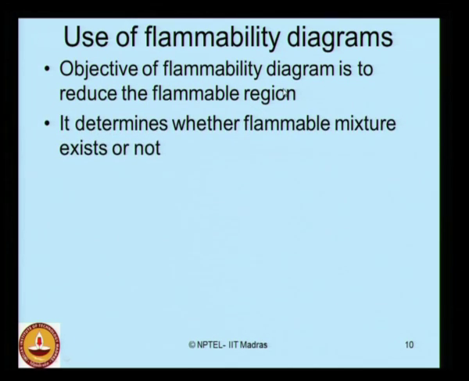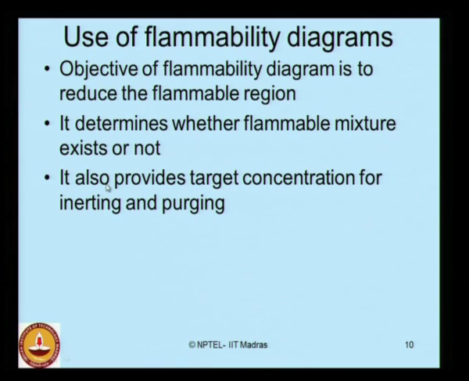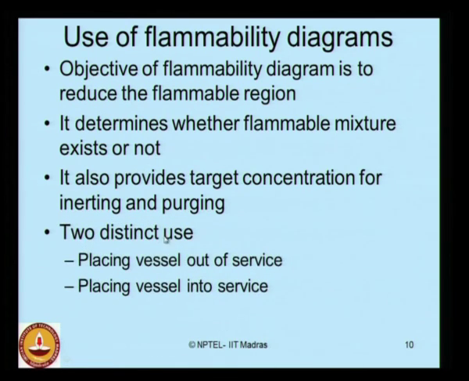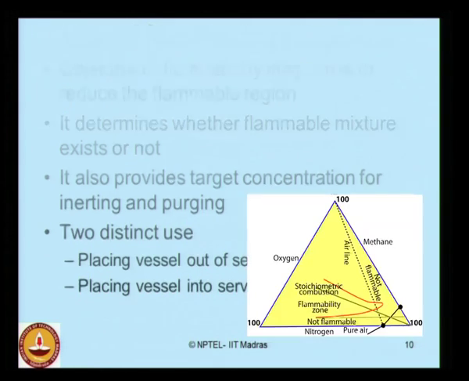The flammability region determines whether the flammable mixture exists or not. It also provides the target concentration for inerting and purging. There are 2 distinct uses of flammability diagram in fire prevention. One is placing the vessel out of service, one is placing the vessel into service. Let us see how I am going to use the flammability diagram for both of these applications separately.